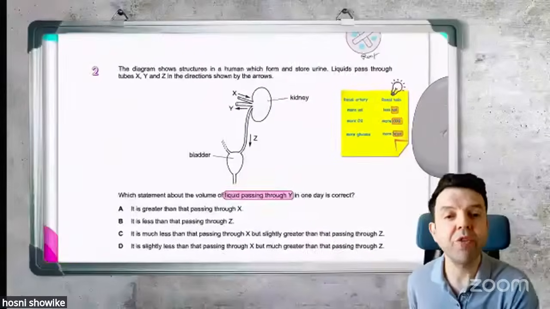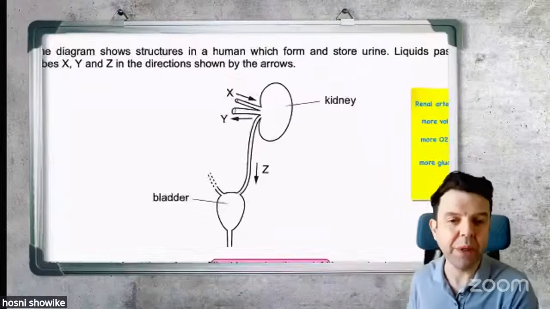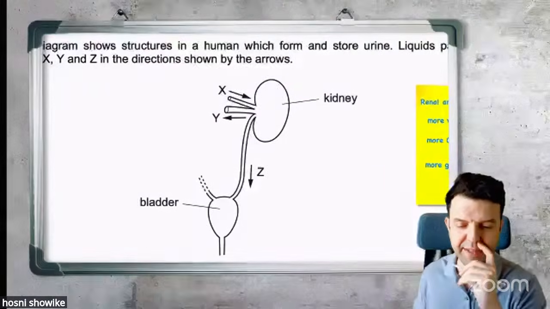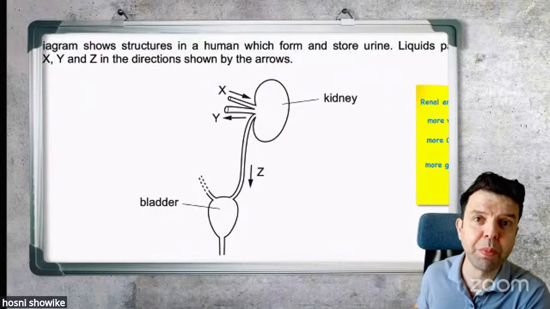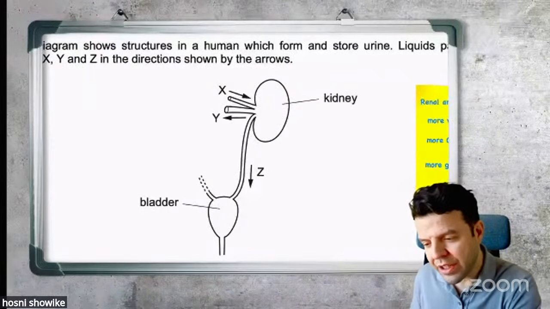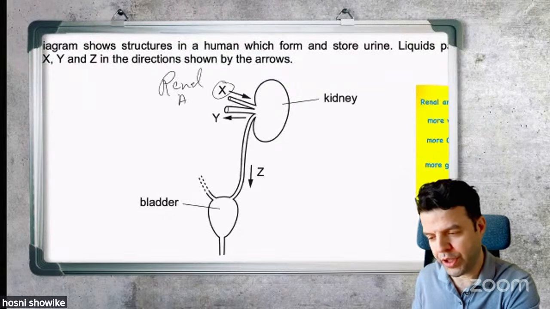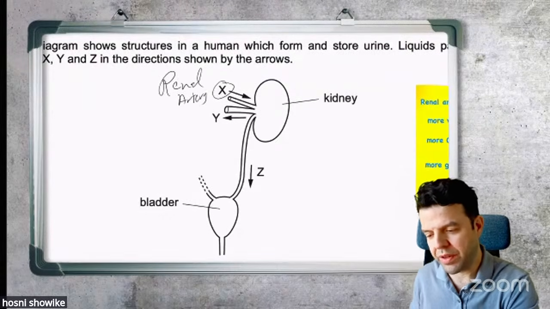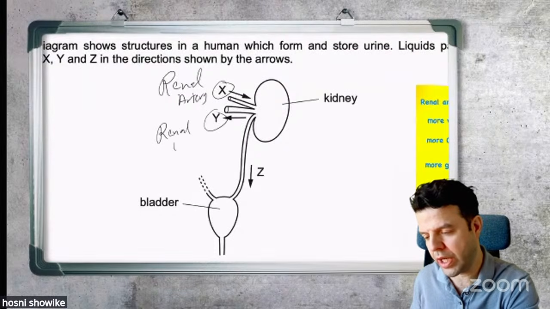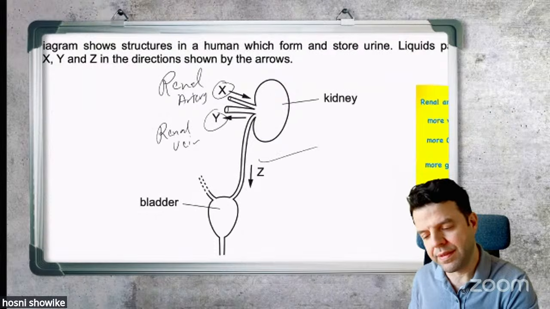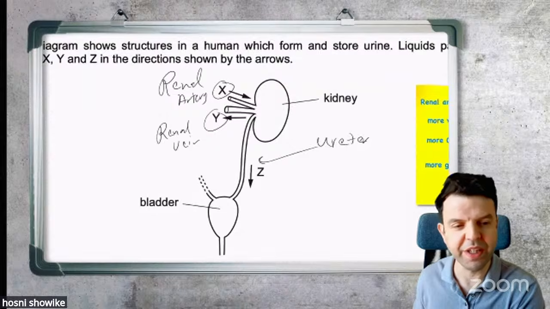Second question taken from kidney. Now we got three labels here, X, Y, and Z. X is a blood vessel that delivers blood to the kidney. You know what that blood vessel is called? That's called renal artery. The one that takes the blood away from the kidney is renal vein. This is not a blood vessel, this is the ureter, okay?